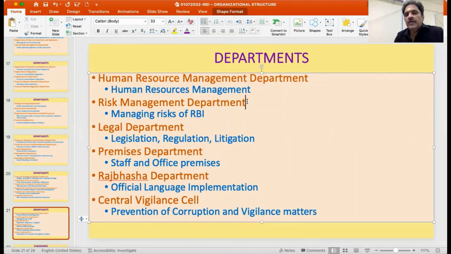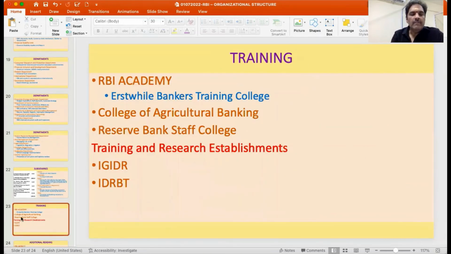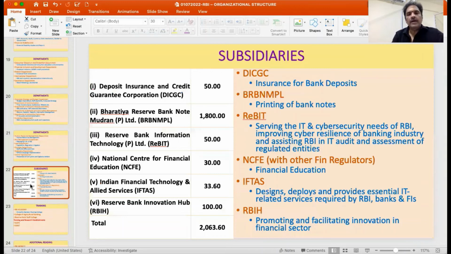Then legislation, regulation and litigation involving Reserve Bank of India or emanating from Reserve Bank of India is handled by the legal department. Our own staff and office premises are handled by the premises department. Then we have a constitutional obligation to implement the official language. For that purpose, we have a Rajbhasha department. Similarly, we have an obligation for prevention of corruption and for vigilance matters, we have a central vigilance cell. So these are all the departments of Reserve Bank of India.